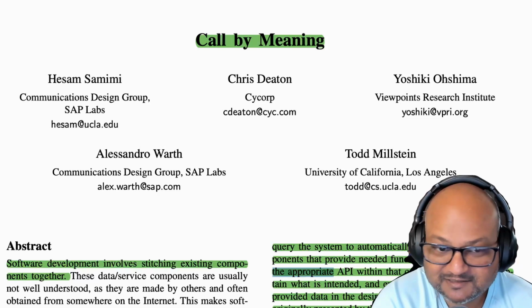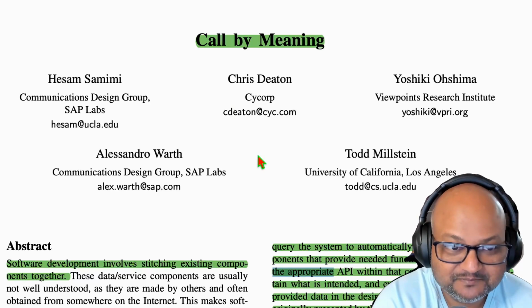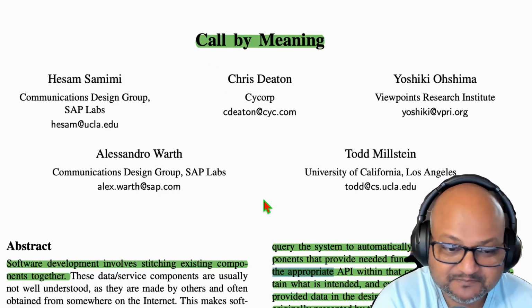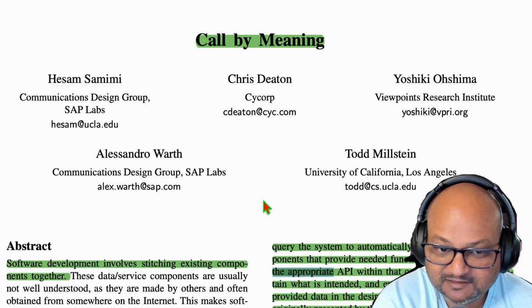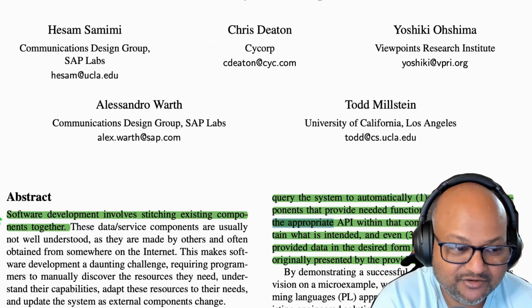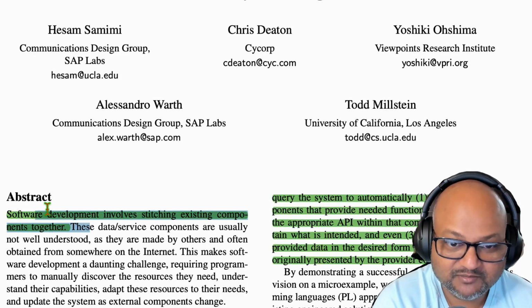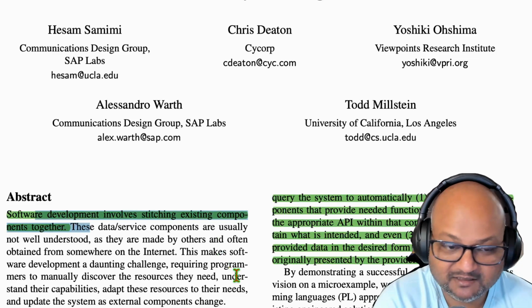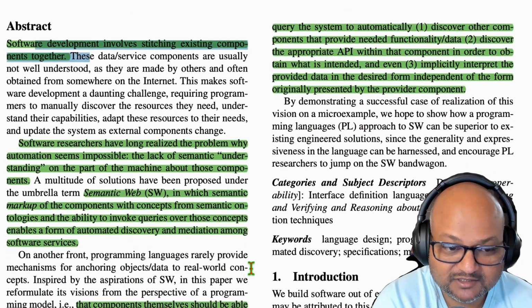So I want to look at this paper that was published a decade ago, back in 2014. It's called Call by Meaning, and the authors are trying to ask a very fundamental question in this paper, which is: how do you construct software out of existing components? Obviously, you construct software by composing components or libraries and then making something larger and more complex out of it. The question is, how do you find those components?